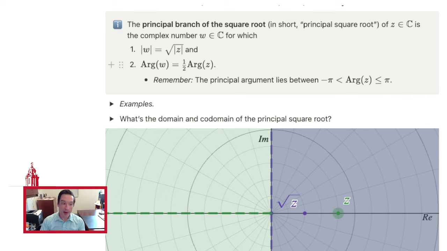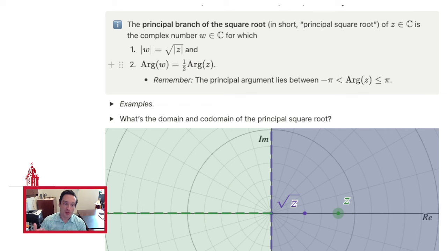So there is a way to choose a branch, in other words, choose a domain for our original squaring function in a nice enough way that allows our square root to be a single-valued function, and for the square root to agree with the traditional square root of real numbers that we learn in the high school curriculum.